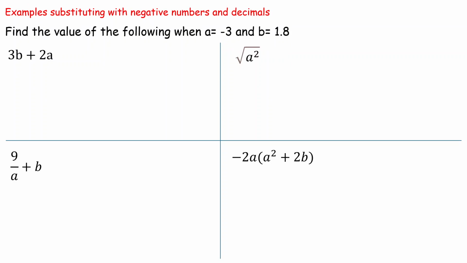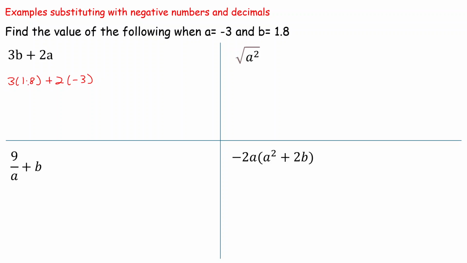Okay, the key thing here is that we substitute using brackets. Really, really important. So this first one is we've got 3b, which again just means 3 times b, plus 2 times a, but we substitute using brackets. Substitute just meaning replacing. So we've got 3 times b, and b is equal to 1.8, so 3 bracket 1.8. I'm just replacing b with 1.8, and I'm adding on 2 lots of my a value. A is equal to -3, so I substitute a as -3, and I use a bracket. Okay, that's really, really important.